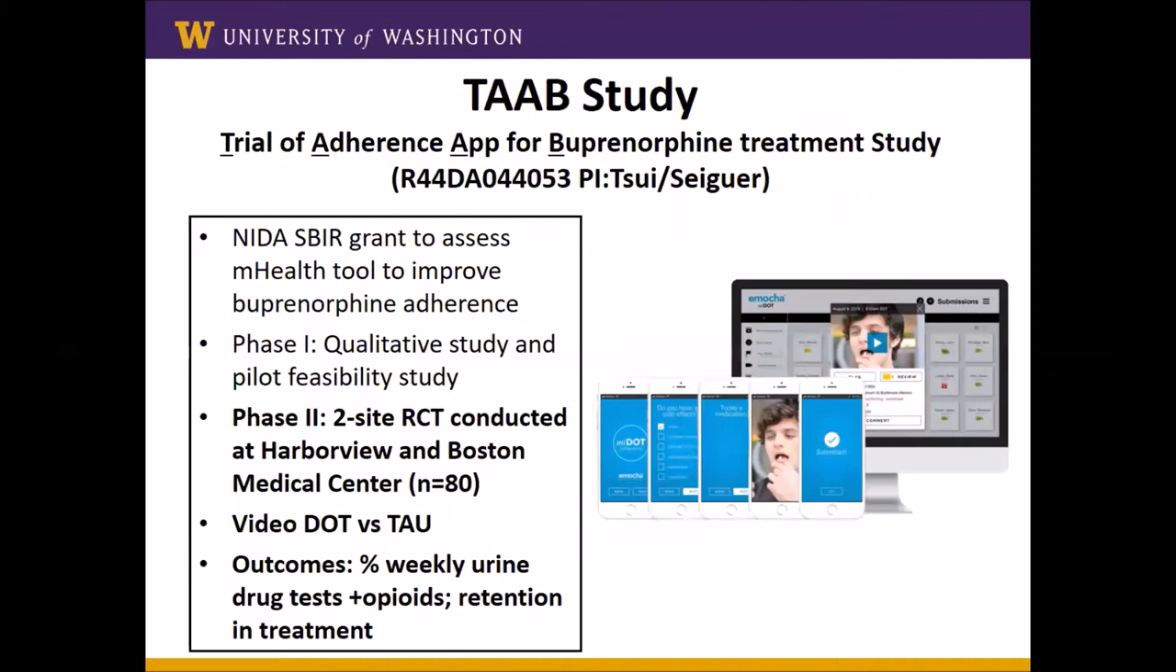So now we've moved on to phase two, which is a two-site randomized controlled trial of using the app versus treatment as usual that's being conducted at Harborview and at Boston Medical Center. We're in the midst of enrolling subjects for that study right now. We're having the participants use the app for 12 weeks and looking at our primary outcome of illicit opiate use measured by percentage of weekly urine drug tests that are positive for opioids. We'll also be looking at retention in treatment as well as another important outcome.